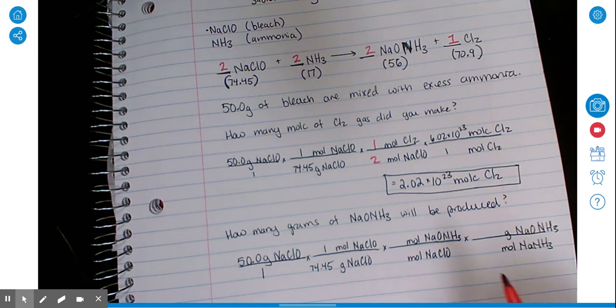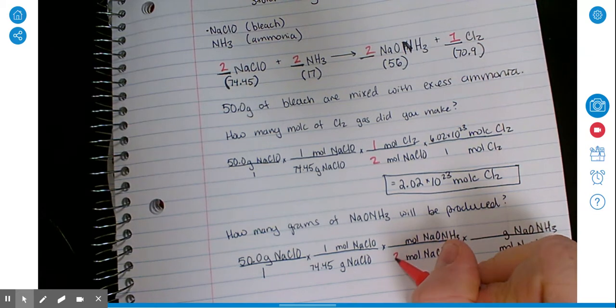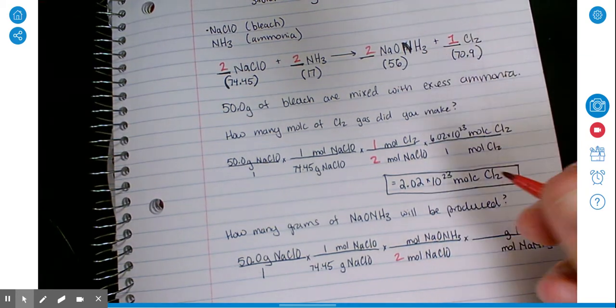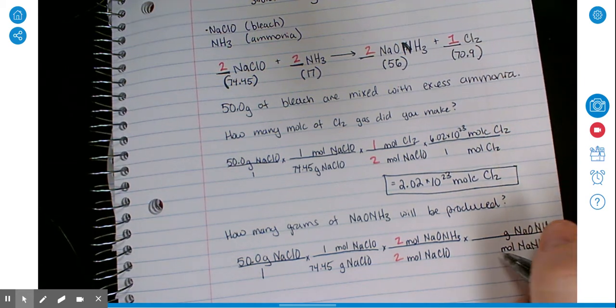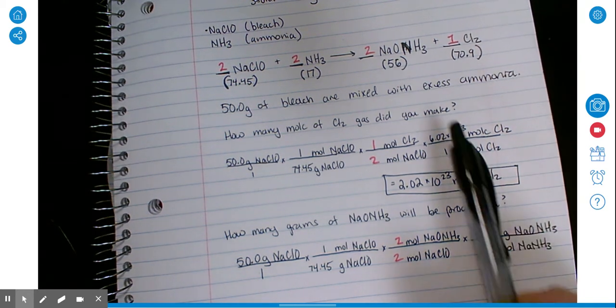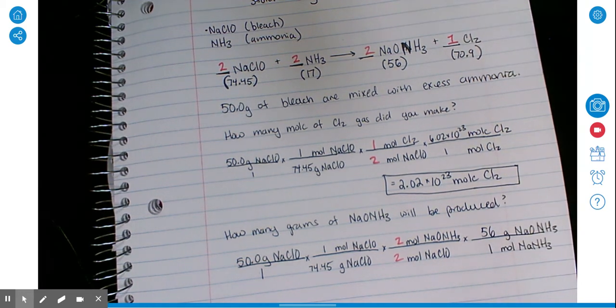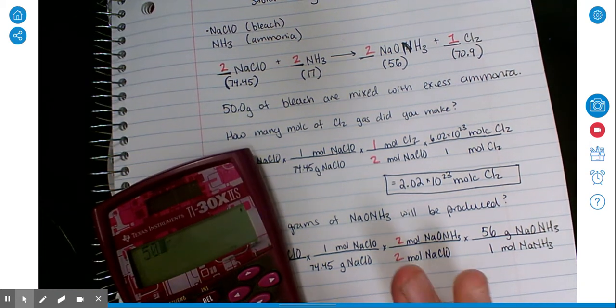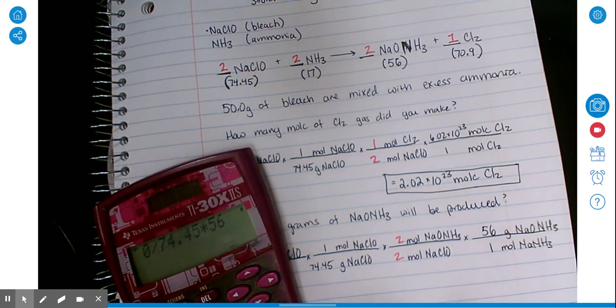Mole conversions: for every 2 moles of the bleach used, there are 2 moles of the salt produced. This is just grams to moles as a molar mass. For every 1 mole of the salt used, there are 56 grams of the salt. Then type it into your calculator. 50 divide 74.45 times 2 divide 2 times 56.